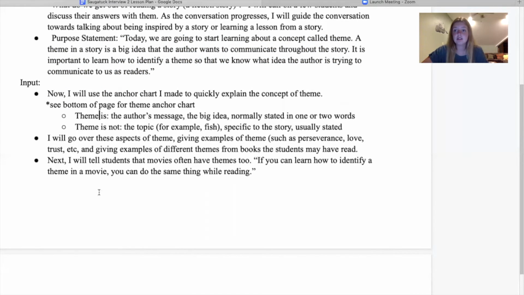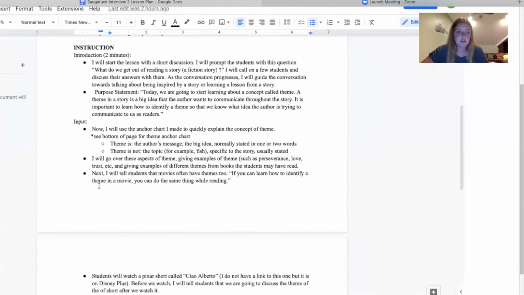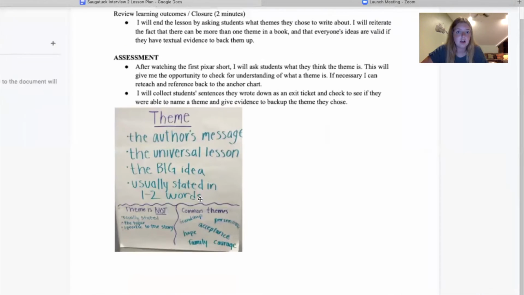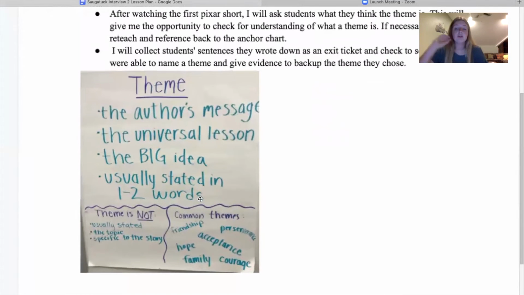I actually did teach this lesson when I was student teaching, so I have an example of an anchor chart that I made for the lesson, which is here. I would show the students the anchor chart, which defines what theme is. Theme is the author's message, a universal lesson, the big idea, usually stated in 1 to 2 words. If I were teaching it, I would explain what those things meant.